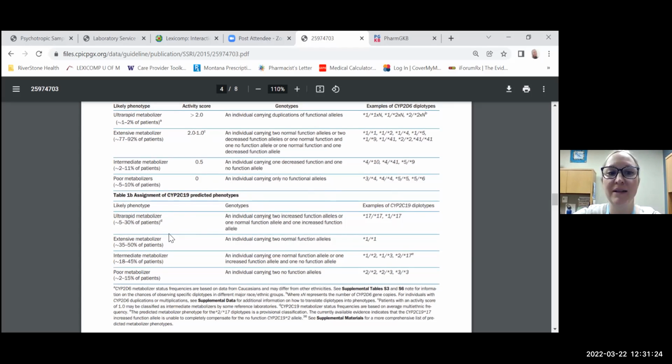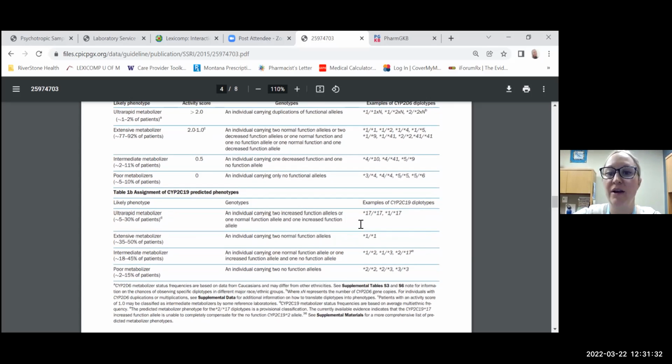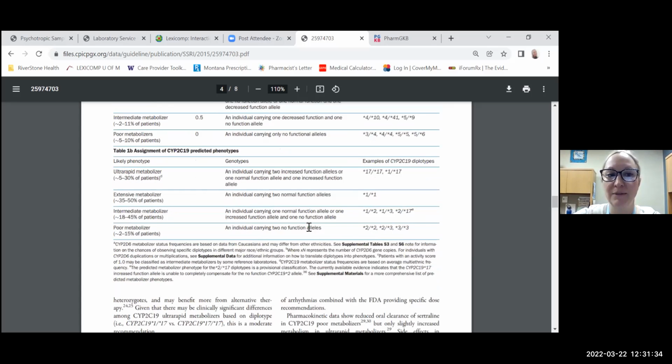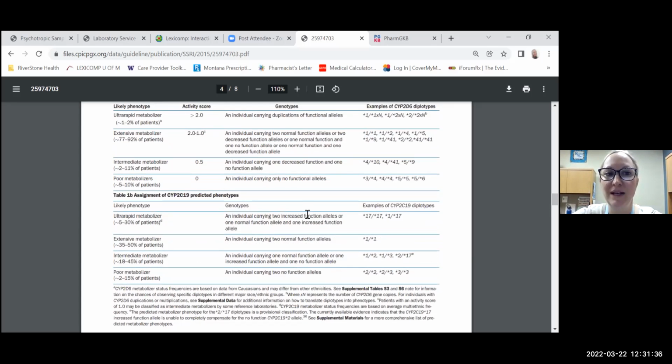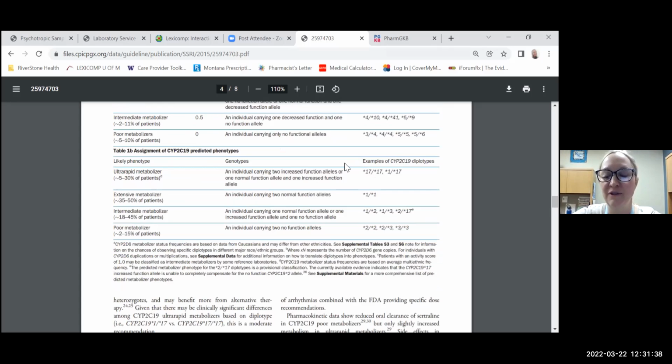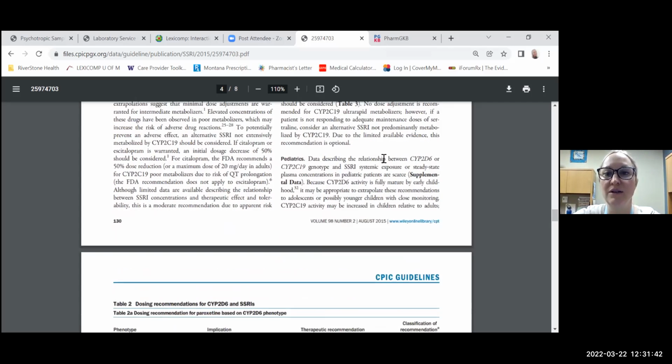If you remember from last time, the CYP2C19 star 17 allele makes the patient an ultra rapid metabolizer, and then there are some alleles that make them a poor metabolizer. So how do you utilize these tables? You'll already have this information from your report, but what do you do with it? So here's what they show.